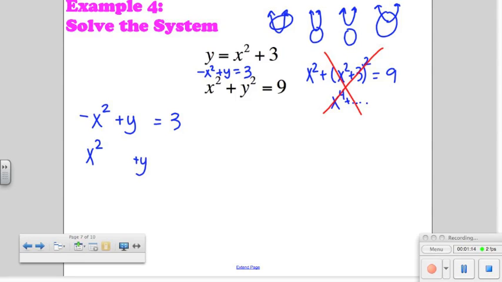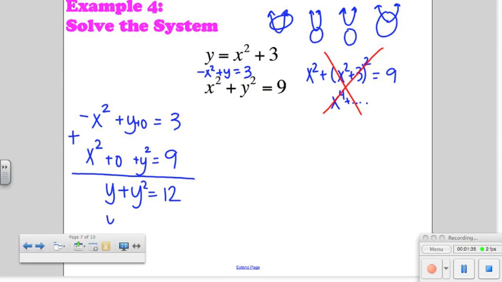Now the y squared is going to have to go out here on the side, equals 9, because the y squared can't go with the y. You can't put those together. We'll put some zeros in there just as placeholders. And now if I add these together, the x squareds go away. I have a y plus a y squared equals 12.